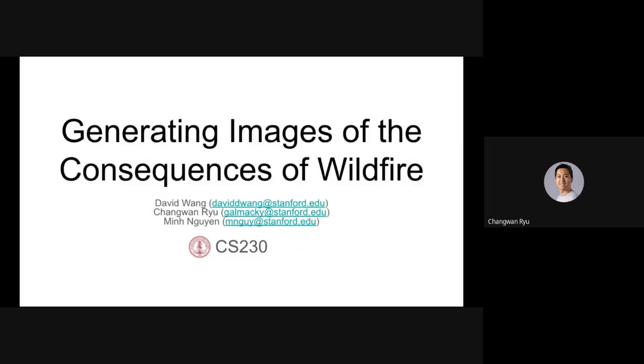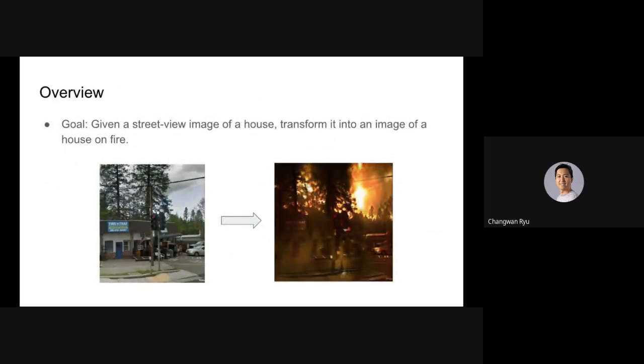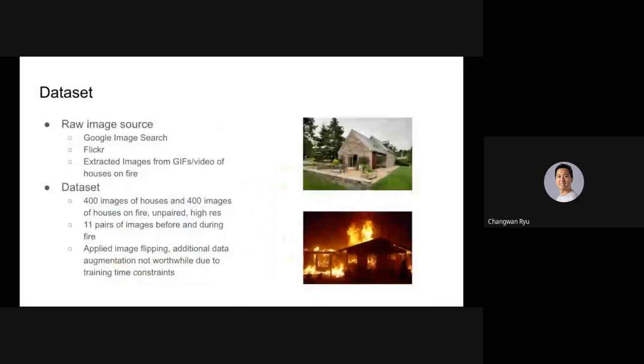Along with David Wang and Minh Nguyen, we're trying to generate images of the consequences of wildfire. Specifically, when we have a street view image of a house, we wanted to transform that into an image of a house on fire.